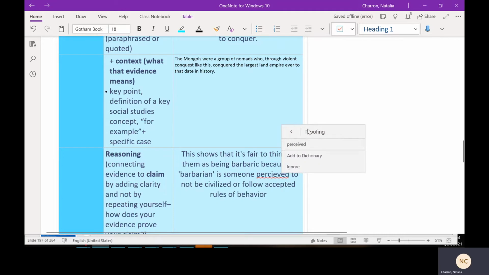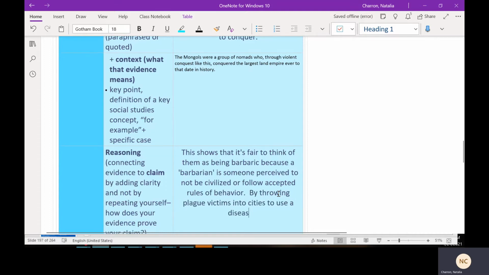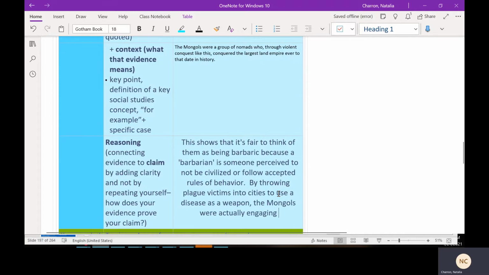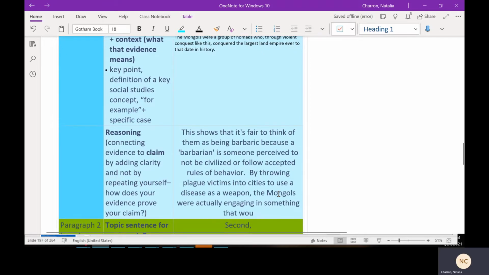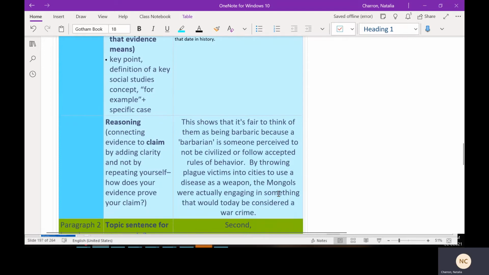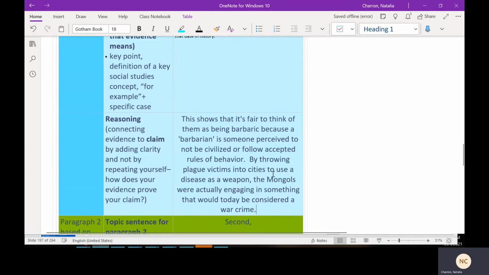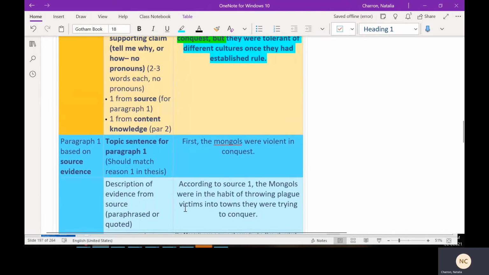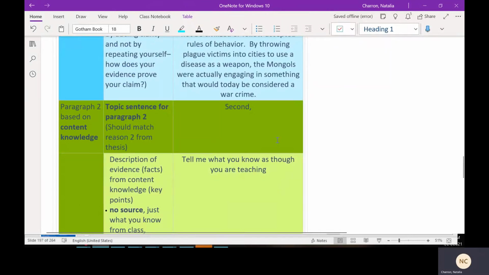I hate spelling errors. Okay. By throwing plague victims into cities to use a disease as a weapon, the Mongols were actually engaging in something that would today be considered a war crime, because you can't just go around infecting civilians with disease as a way of winning a battle. Okay, so that connects my evidence to my thesis. So far I've gotten all the points, yay.